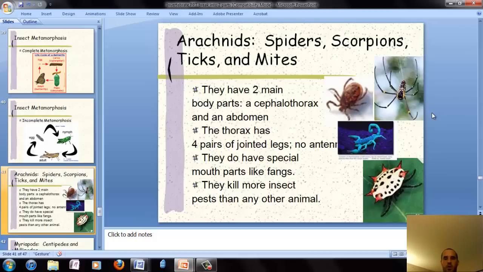They do have special mouth parts, so normally they're going to have something like fangs in the spider example, or in the scorpion they've got their pinchers. They kill more insect pests than any other animal, so they're responsible for killing other insects. So if you see a spider in the house, it's not necessarily a bad thing. It's going to hunt insects inside of your house.